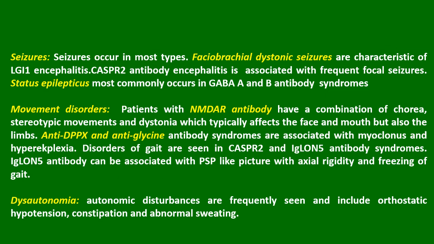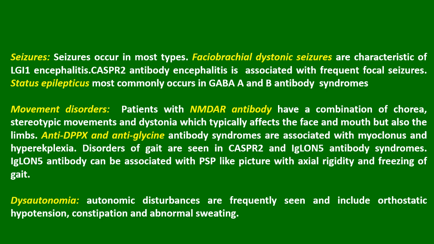Seizures. These occur in most types. Faciobrachial dystonic seizures are characteristic of LGI1 encephalitis. Caspr2 antibody encephalitis is associated with frequent focal seizures. Status epilepticus most commonly occurs in GABA A and GABA B antibody syndromes.